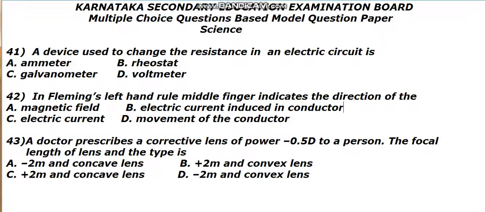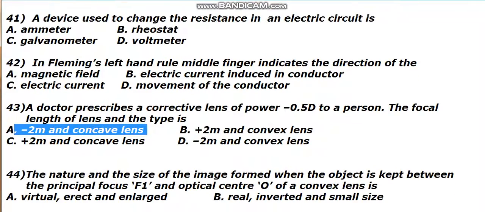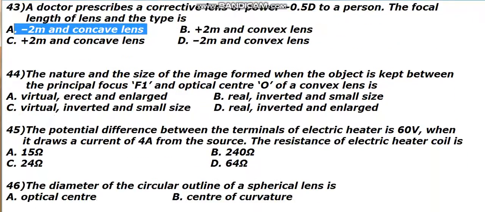So the correct one is minus 2 m for the first part, and here the type is, once again you have one more confusion, concave or convex. A concave lens is always negative and a convex lens is taken as positive, you know that. Because of these two reasons, your option for the 43rd question is minus 2 m and concave lens. Hope you people understood: minus 2 m is the focal length and concave lens is the type of that lens.